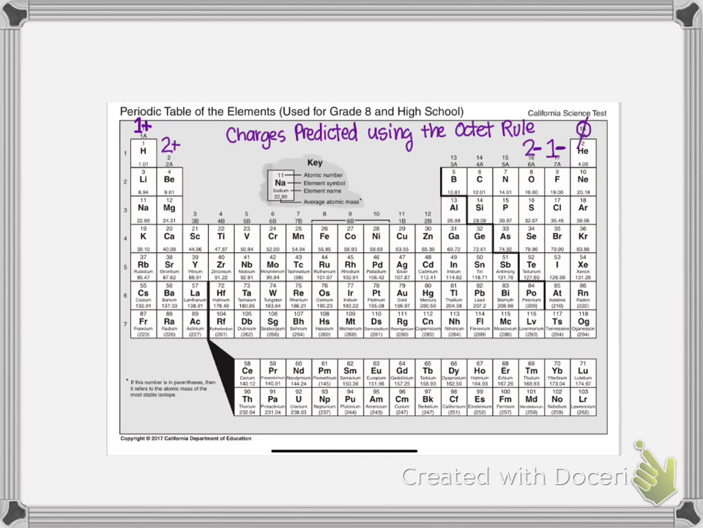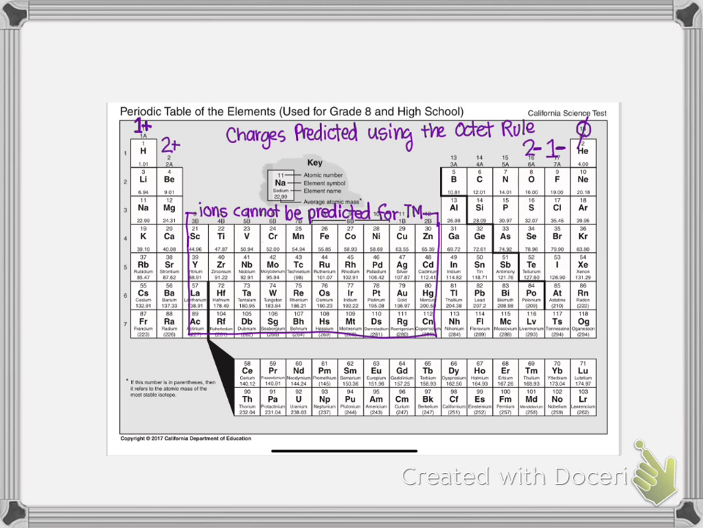Now, the other thing the octet rule does not predict is for the transition metals. So I'm just going to write here, ions cannot be predicted for transition metals. So the octet rule will not allow us to predict these here. Okay, so we're really just talking about the representative elements, so everything with an A.